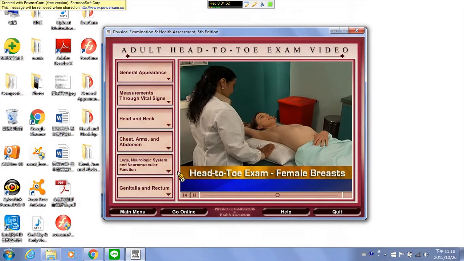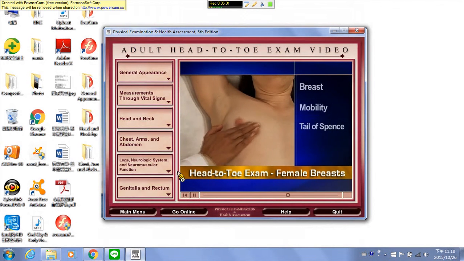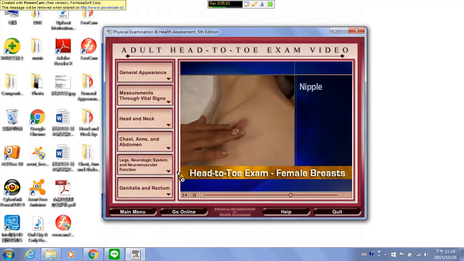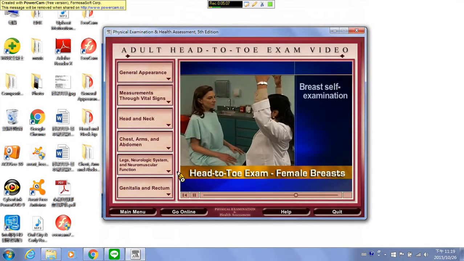Is this good? Yeah. With the same arm over the woman's head, palpate each breast and areola, and be sure to palpate the tail of Spence. Then palpate each nipple for discharge. Then raise your arms like this.